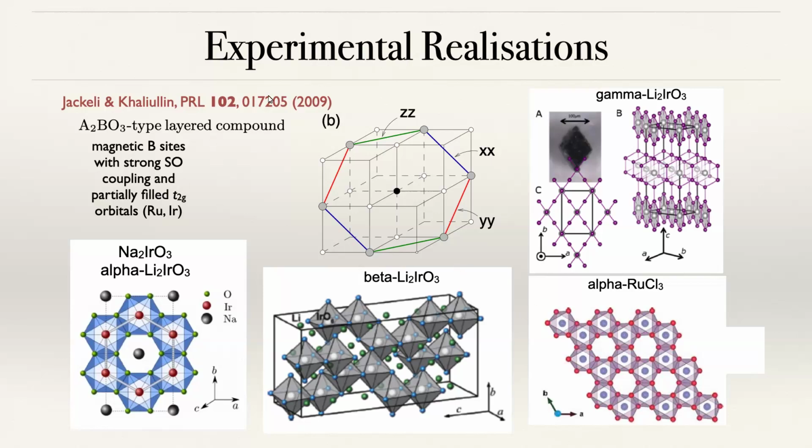And in this PRL paper, they showed that in such kind of A2BO3 structure, because of strong spin orbit coupling and the bond cancellation on the oxygen bonds, actually you can have such anisotropic spin Hamiltonian.